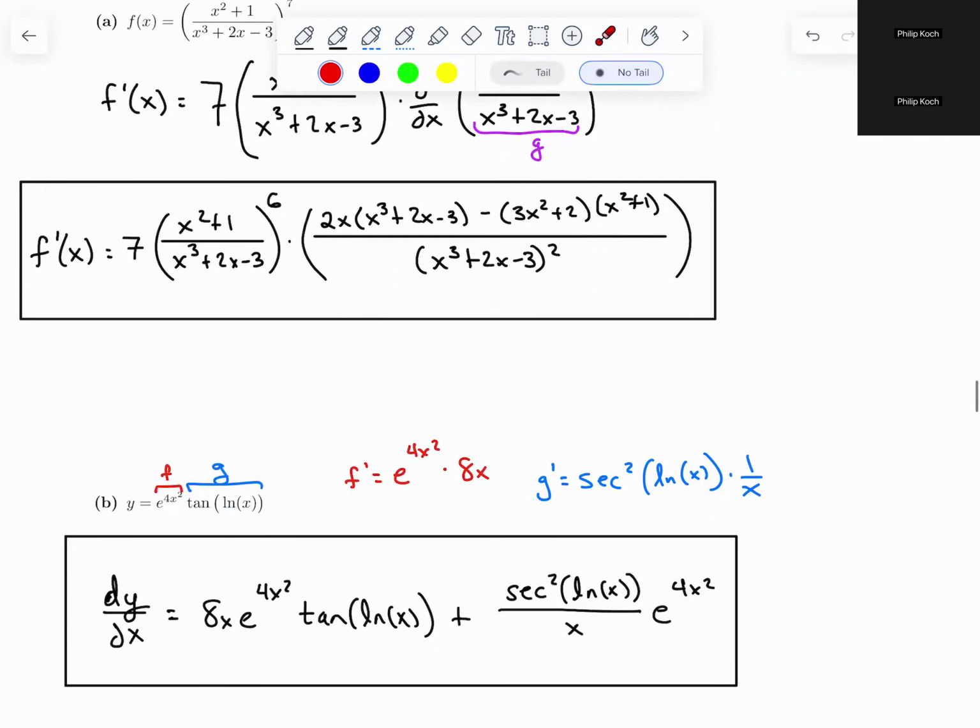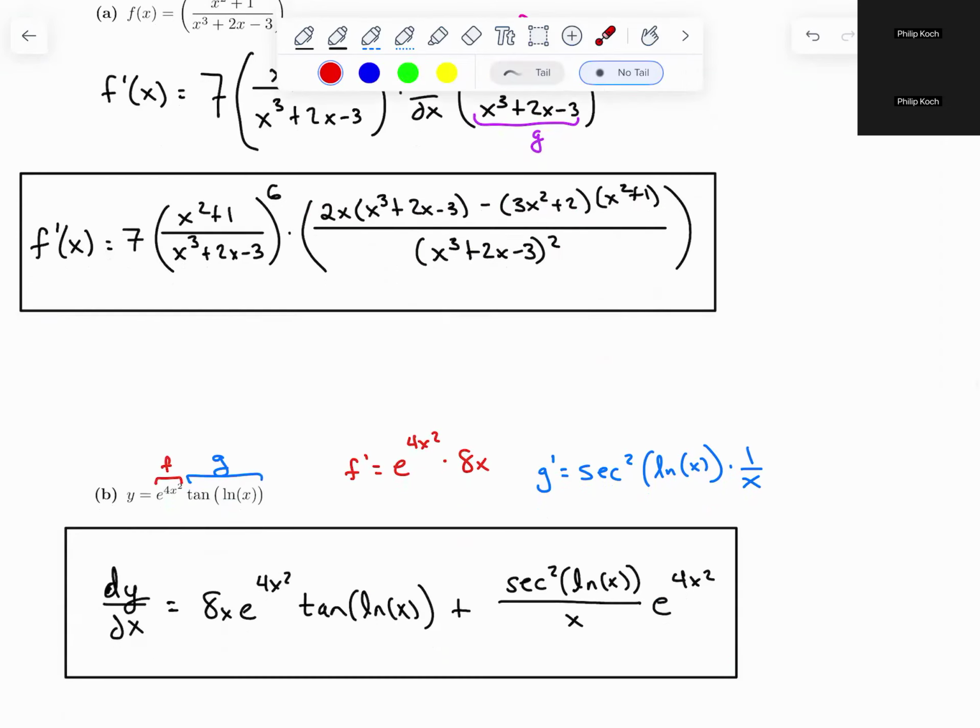And then the next one is a product rule, but the product rule has two chain rules in it. The first thing has a chain rule because it's e to the quantity 4x squared. So by the chain rule, derivative of the outside function, the derivative of e is itself, so it's e to the 4x squared times the derivative of the inside function, which would be 8x. And then g is tangent of natural log of x, so that's a chain rule as well. The derivative of tangent, the outer function, is secant squared, but in this case, it's secant squared of natural log of x times the derivative of natural log of x, which is 1 over x.